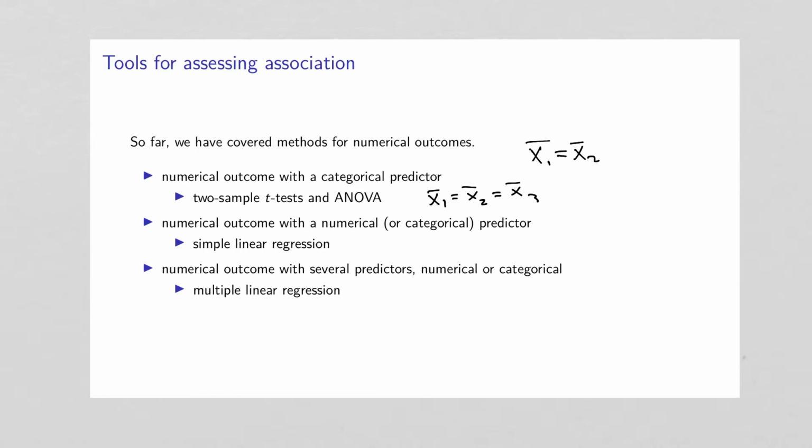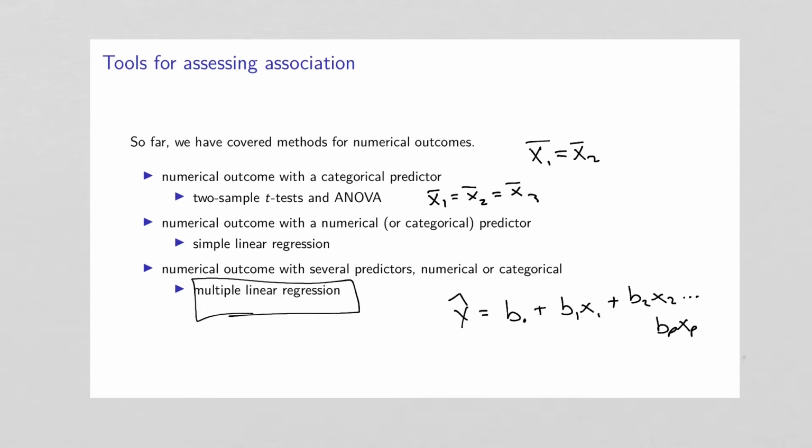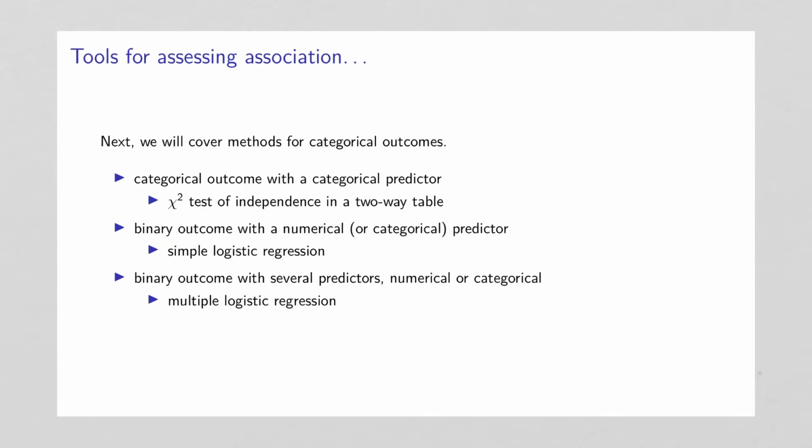Numerical outcome with a numerical or categorical predictor: simple linear regression. And then numerical outcome with several predictors: multiple linear regression. Right? The expected Y is the intercept, plus B1X1, plus B2X2, all the way to the last B, plus an error term, but we assume that the error term is 0.